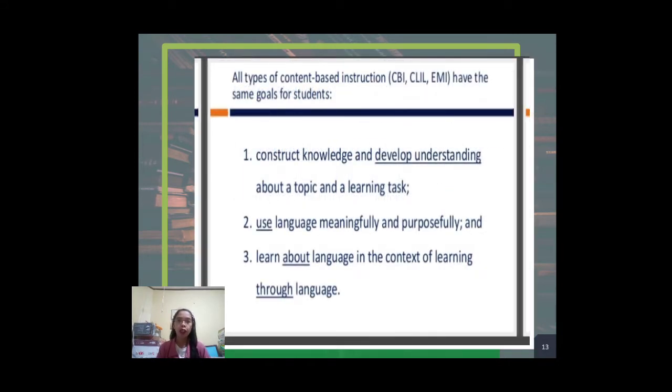All types of content-based instruction, the CBI, the CLIL, and the EMI, have the same goals for students. What are those goals? First, construct knowledge and develop understanding about a topic and a learning task. Number two, use language meaningfully and purposely. And the third one, learn about language in the context of learning through language.